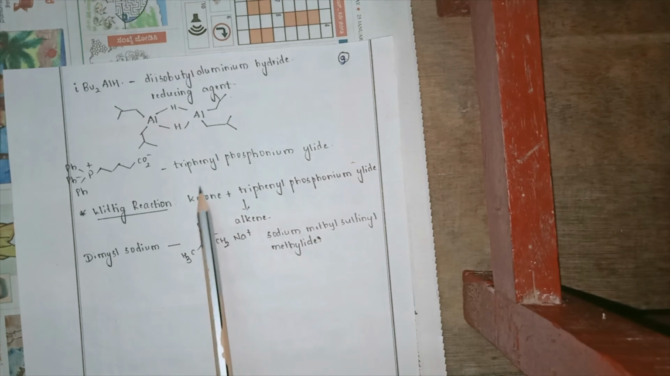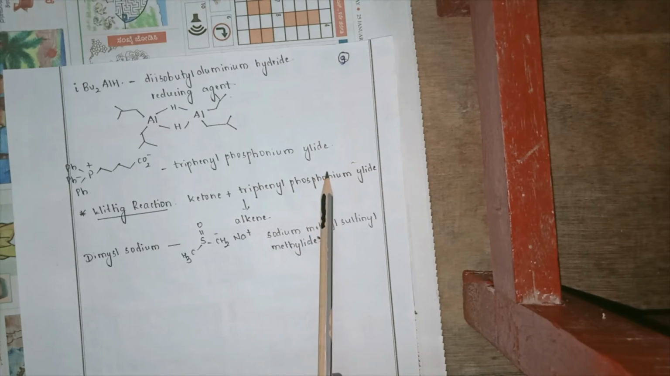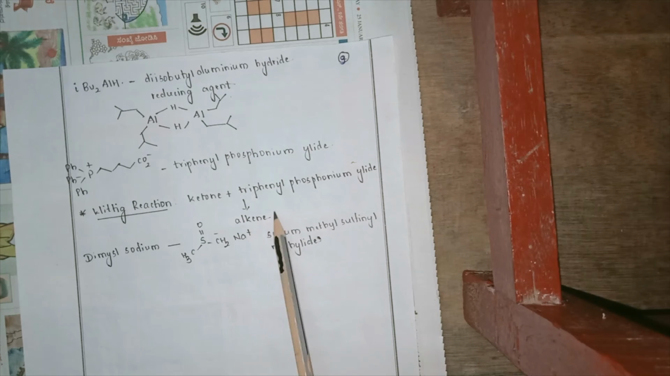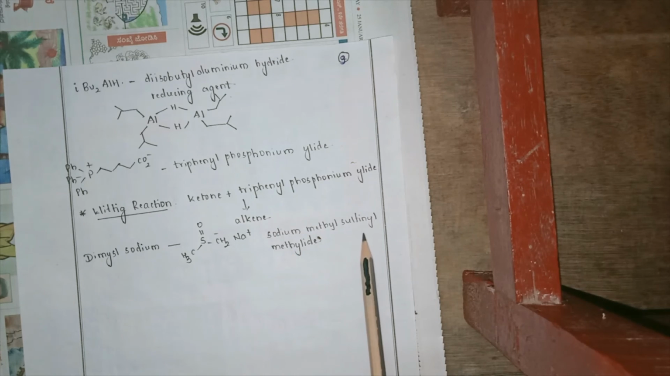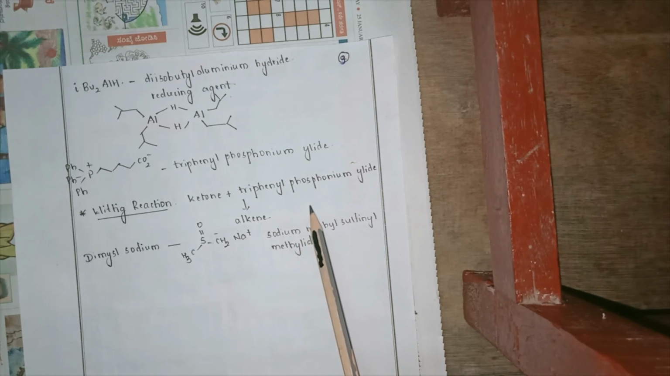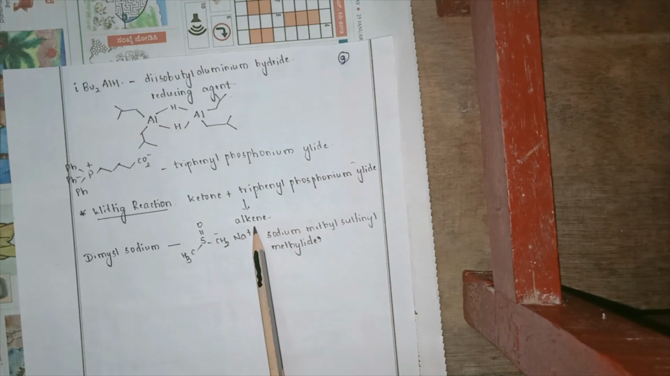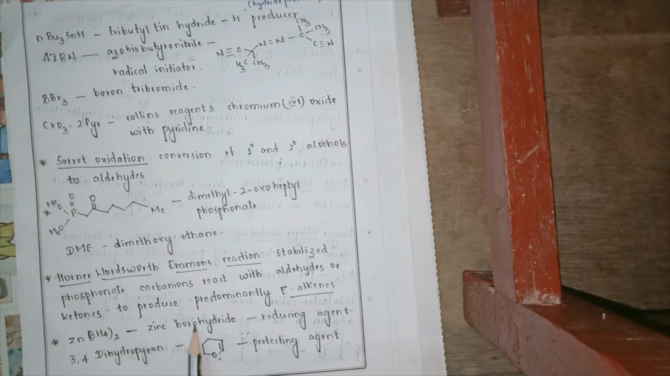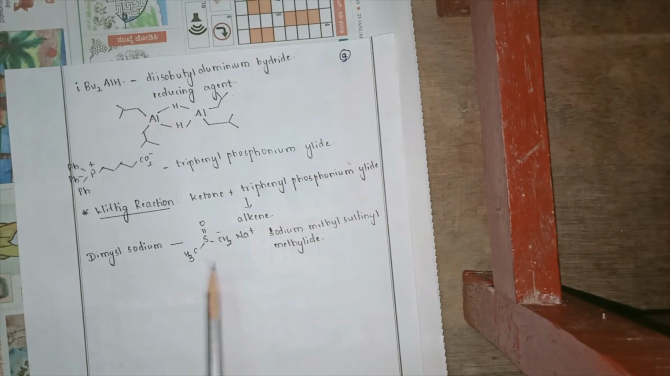The reagent is triphenyl phosphonium ylide. This triphenyl phosphonium ylide is utilized in a Wittig reaction. The Wittig reaction is nothing but a ketone reacting with a phosphonium ylide to give an alkene. The other reagent in this particular Wittig reaction is dimsyl sodium, that is sodium methylsulfinyl methylide. This aids the Wittig reaction so that we get an alkene. To get an alkene system, there are two reactions that we are utilizing. One is the Horner-Wadsworth-Emmons reaction and the second one is the Wittig reaction.